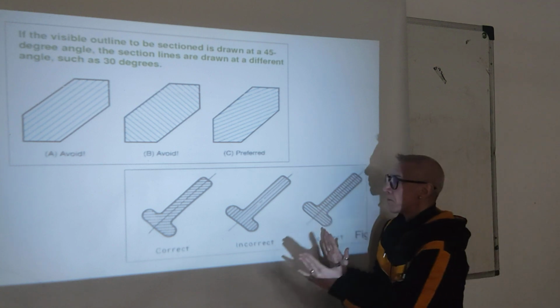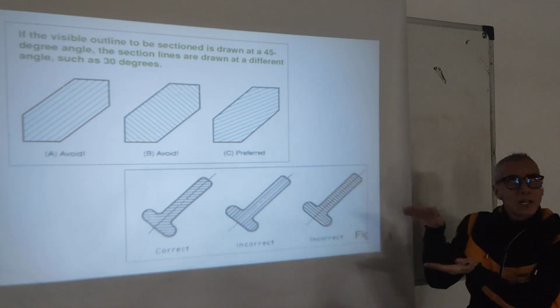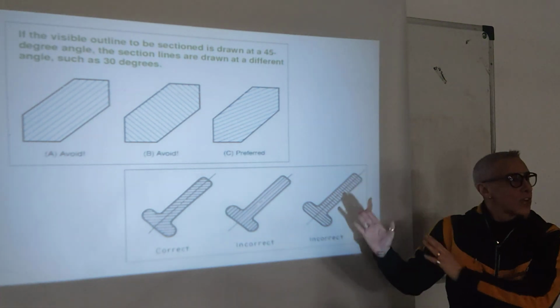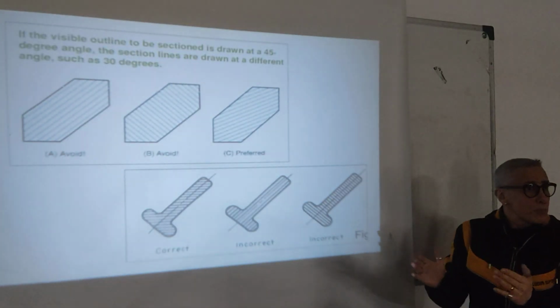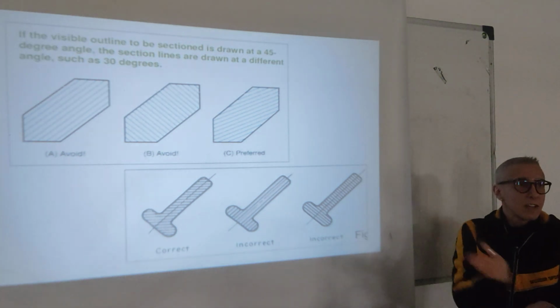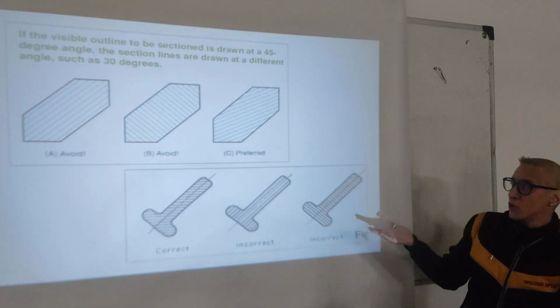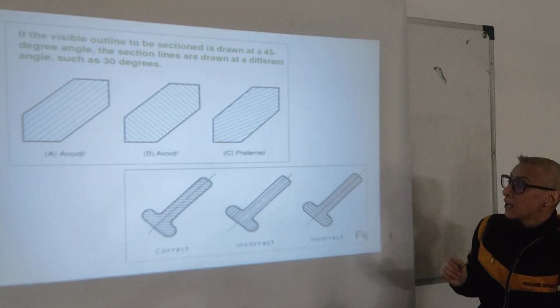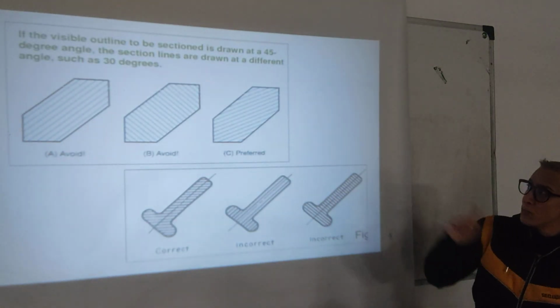If it's just vertical, horizontal, like in front view, top view, side view, and the object is pretty simple, it doesn't have anything at an angle, then there is nothing to worry about, okay? Then you draw the lines as it is at 45 degrees, but in these situations, be careful.